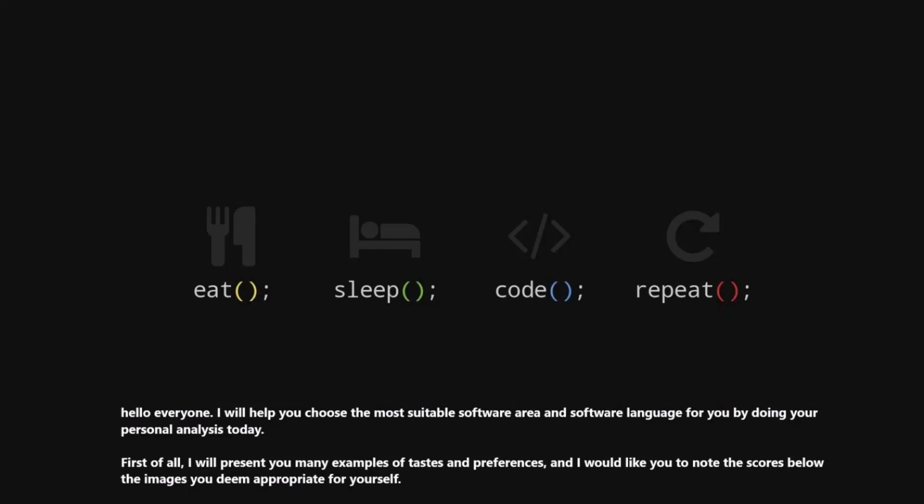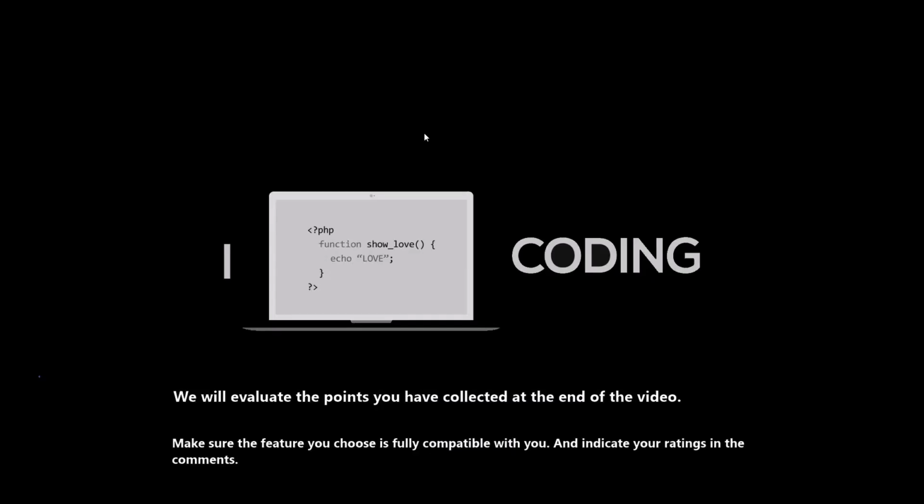You choose the most suitable software area and software language for yourself by doing a personal analysis today. First of all, I will present you many examples of test preferences, and I would like you to score below the image or deem appropriate for yourself. We will evaluate the points you have collected at the end of the video. Make sure the feature you choose is fully compatible with you and indicate your ratings in the comments.